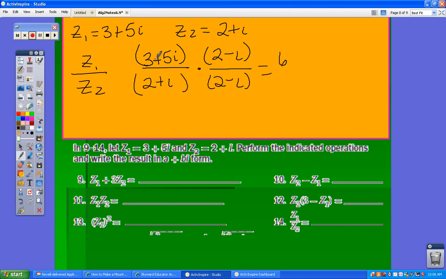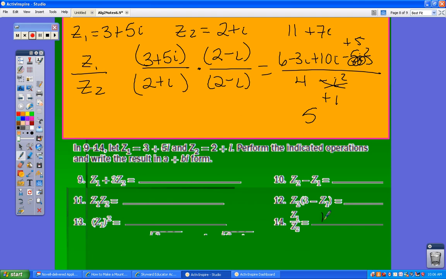6 minus 3i plus 10i minus 5i squared all over 4 plus 2i minus 2i, those cancel, minus i squared. I'm going to do some weird math and just write it on top here. This becomes plus 5 because negative 5i squared. So 6 plus 5, that's going to be 11 plus 7i, I combine my like terms. It's going to be plus 1. 4 plus 1 is 5. So my answer is 11 plus 7i all over 5.